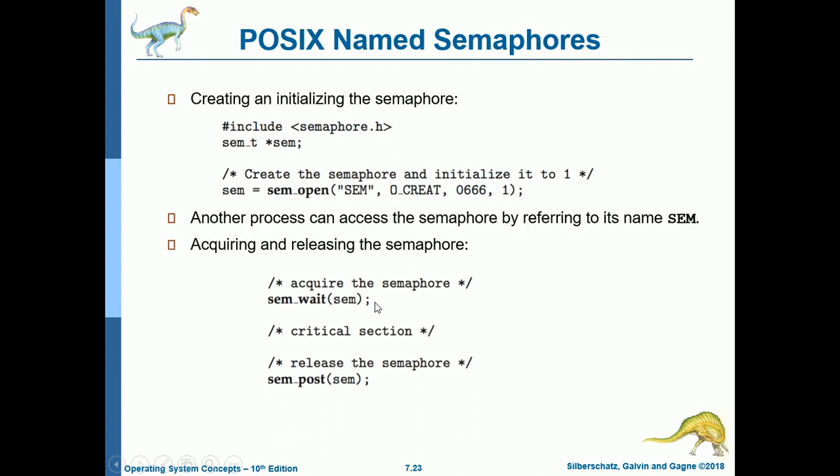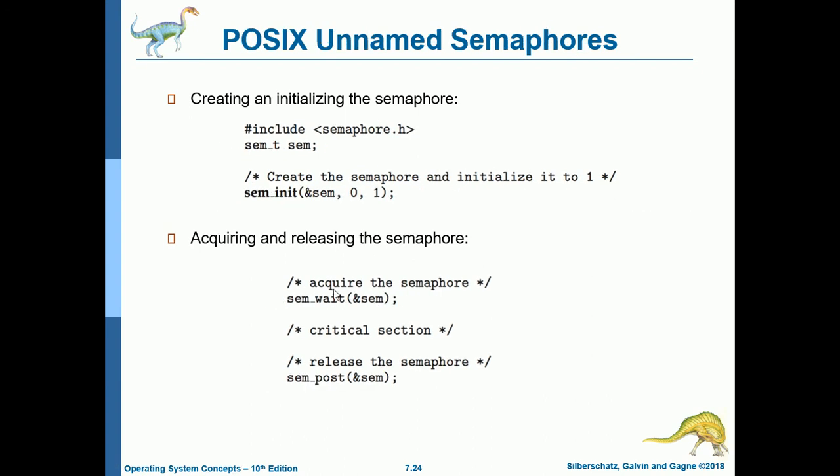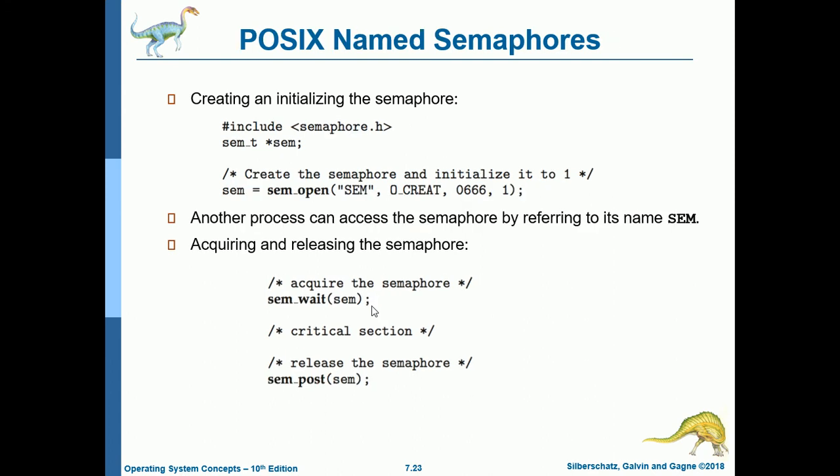So actually, they're just the same. It's just that the unnamed semaphore has an ampersand on the name of the variable for the semaphore. They're just the same: sem_wait for acquiring the semaphore and sem_post for releasing the semaphore.